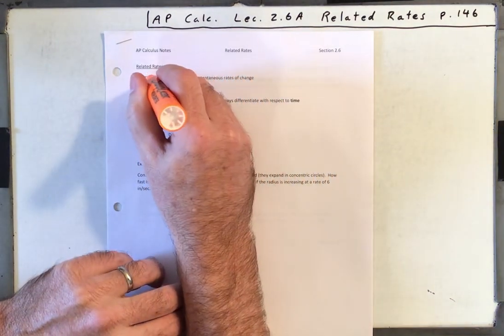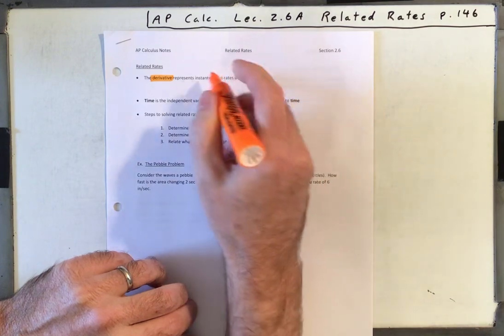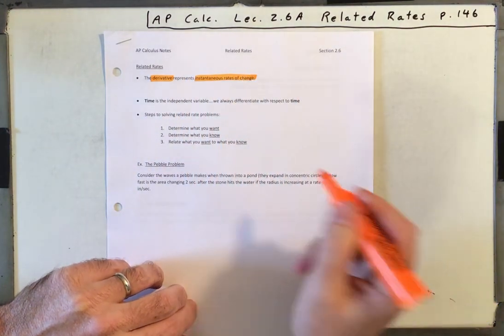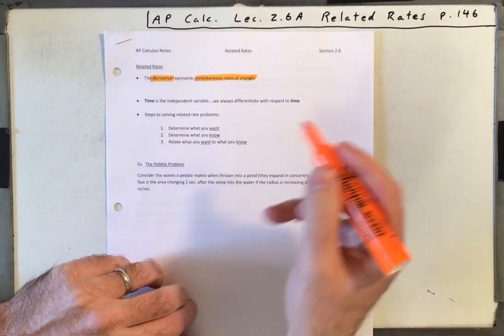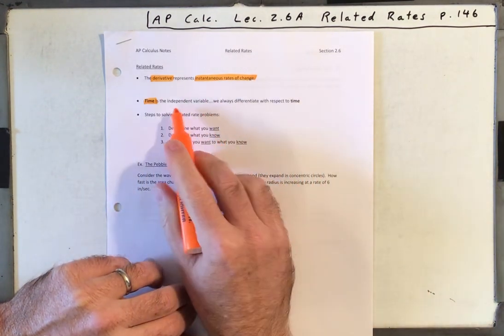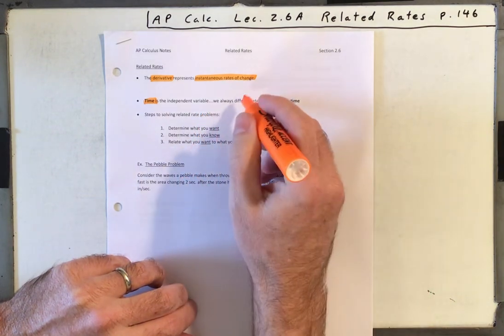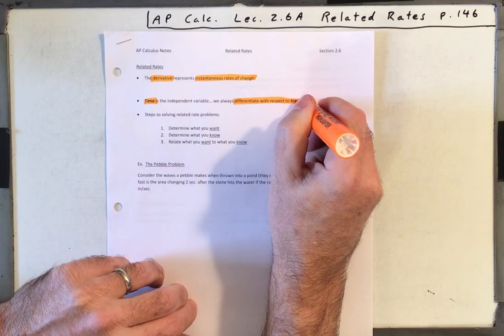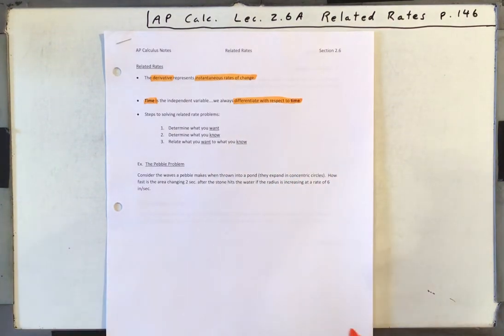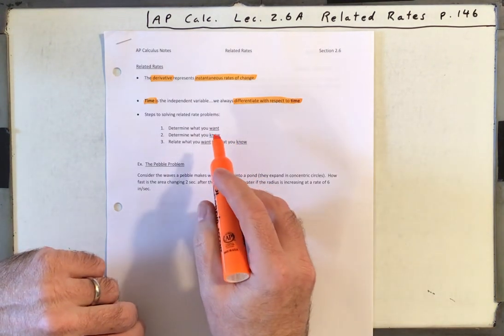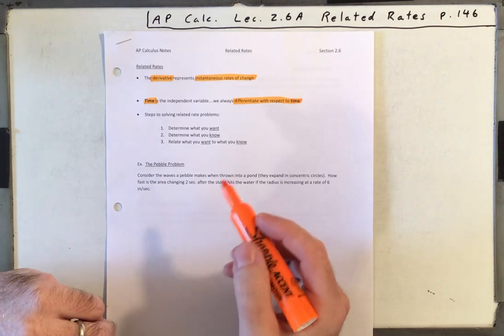So the derivative represents instantaneous rates of change. For related rates, you want to think about time. Time is the independent variable. We always differentiate with respect to time, so dt will always be on the bottom. And we're going to use a little procedure here to work all these problems.